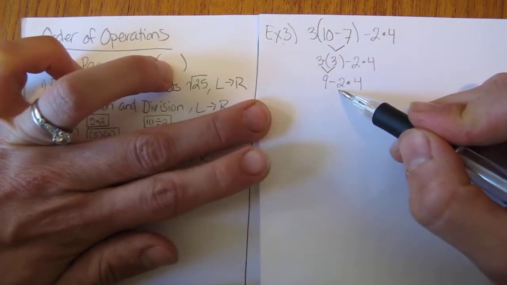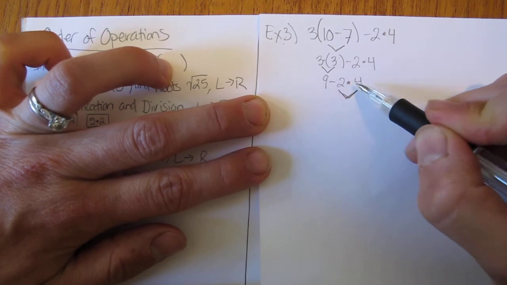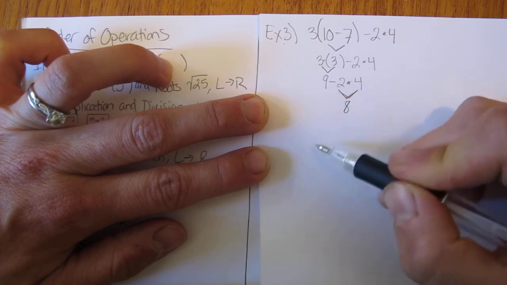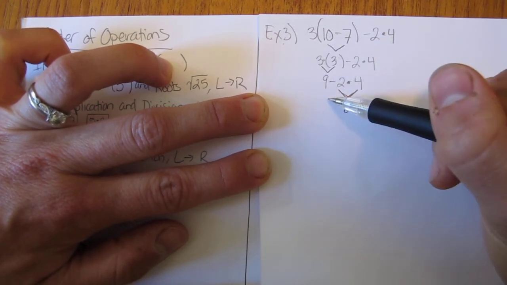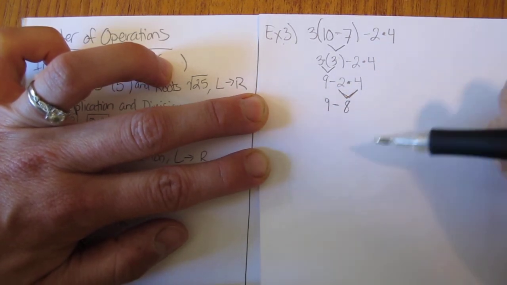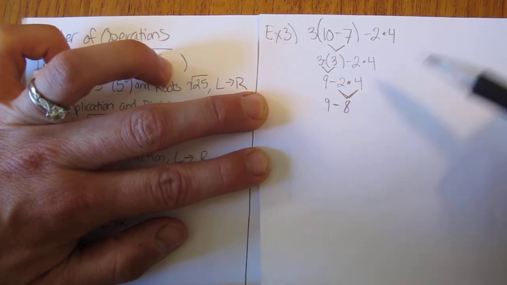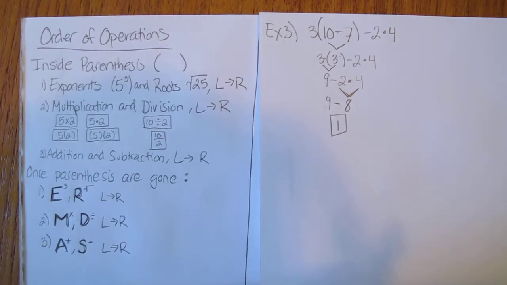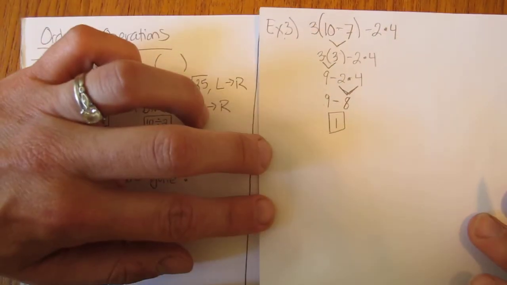So I'm going to show my V over here, and I'm going to do 2 times 4. 2 times 4 is 8. And then remember, bring everything else down. So bring down the 9, bring down the minus. 9 minus 8 is 1. And that's my answer. So that one was definitely a little bit more complicated.